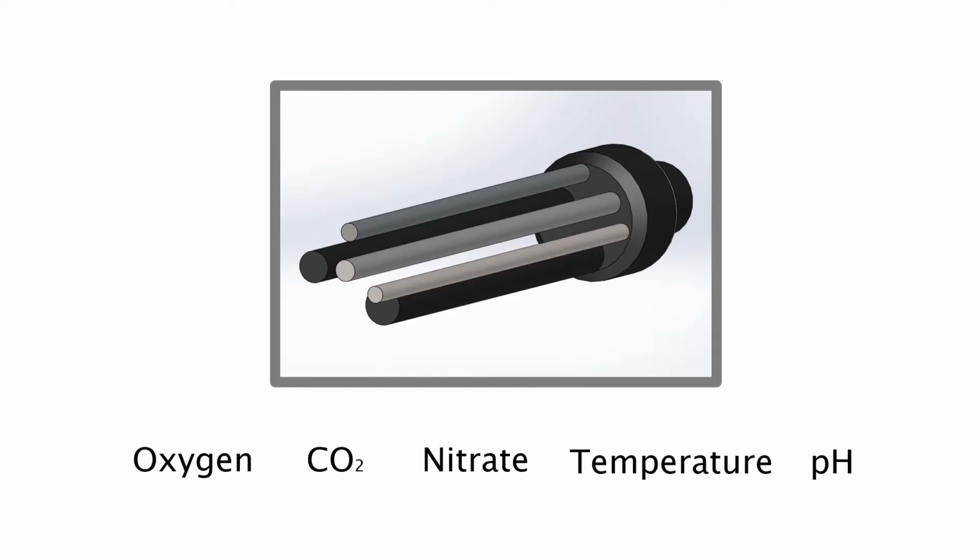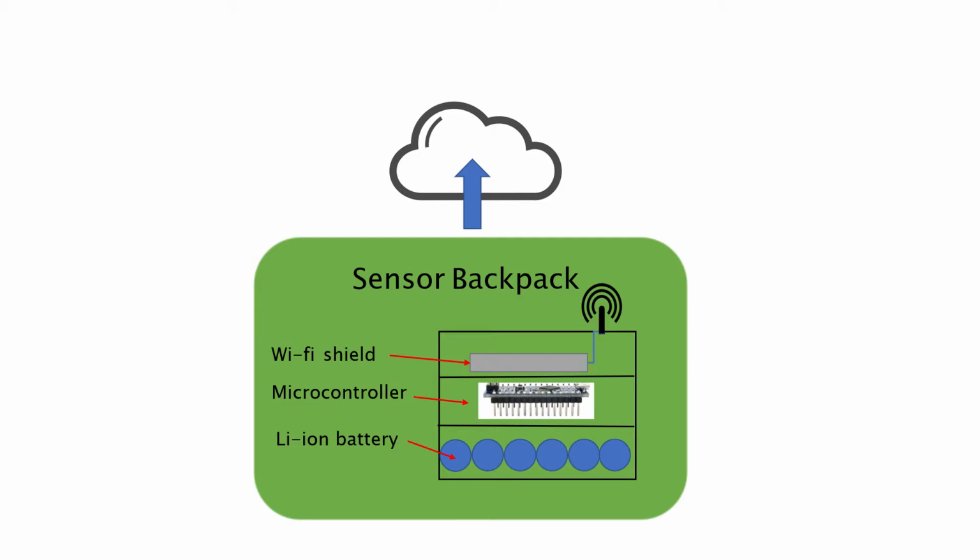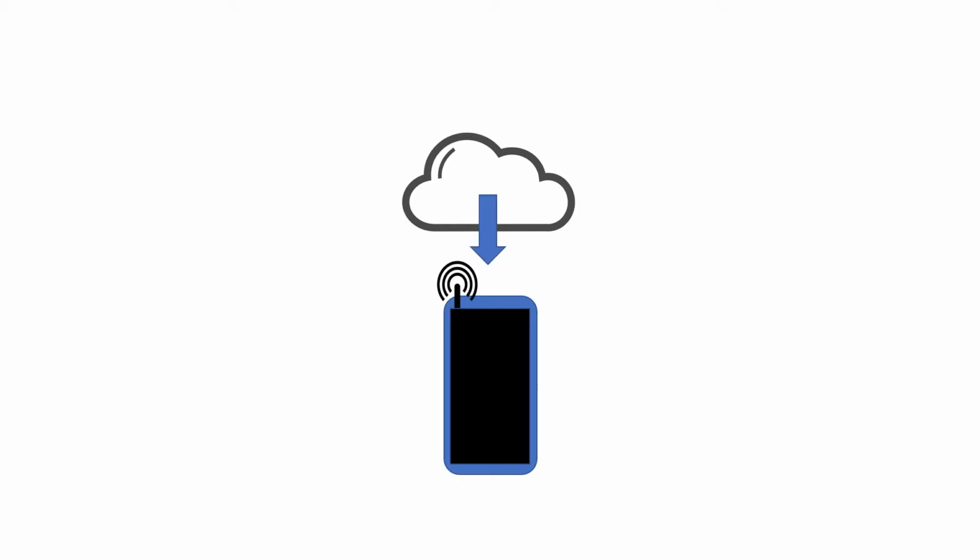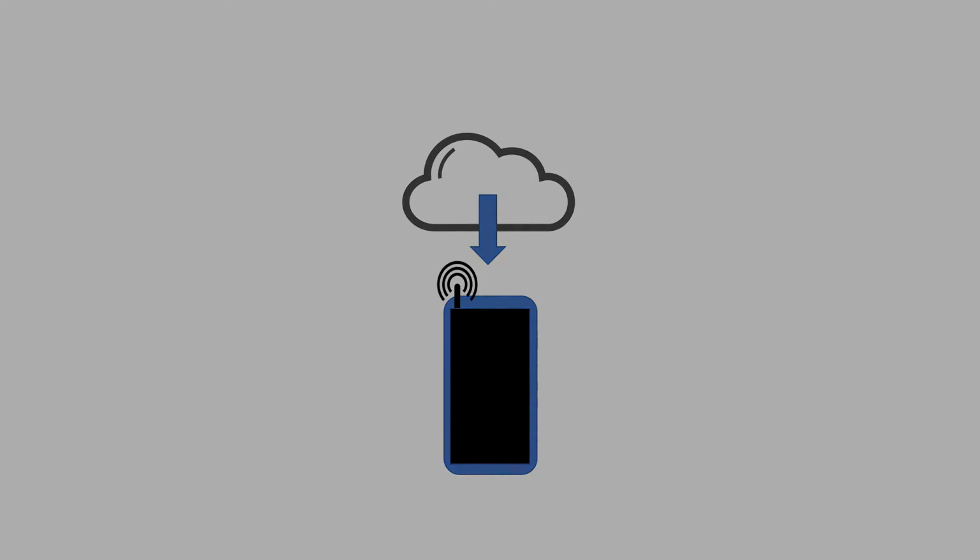Our proposed application is centered around the critical measurements for algal growth, namely oxygen, CO2, nitrate, temperature, and pH. These can be monitored using this sensor probe cluster, which is placed in the water body. The sensor backpack houses the microcontroller, the Wi-Fi shield, and the battery powering the system. The data is uploaded to the cloud. From the cloud, the user can download the data onto their device of choice.